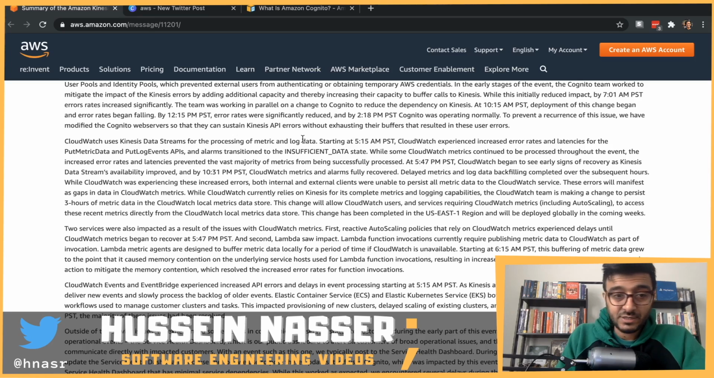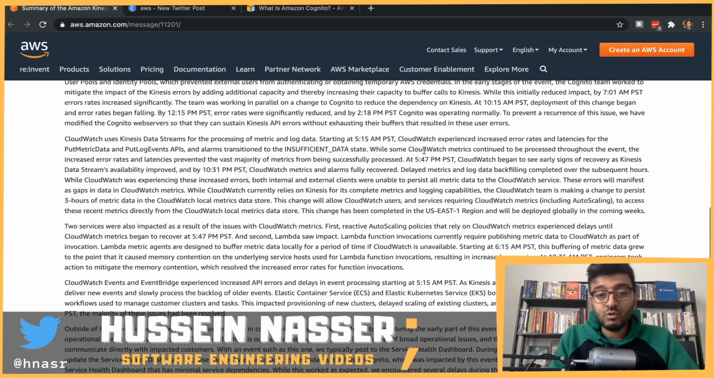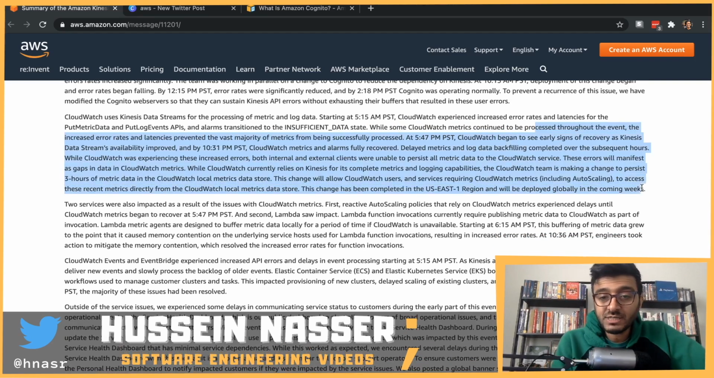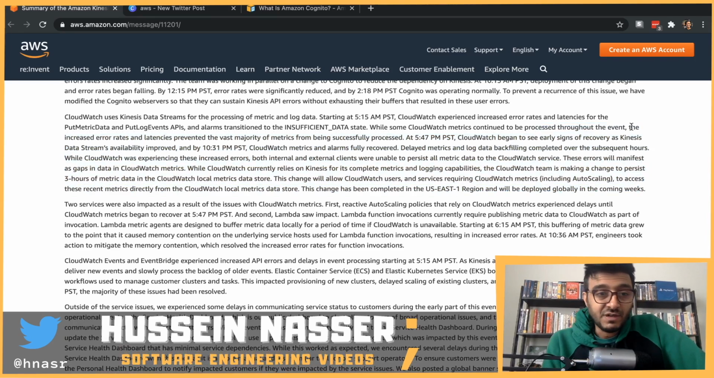CloudWatch experienced increased errors, and alarms transitioned to insufficient data state. Ugh, why? While some CloudWatch metrics continued to be processed throughout the event, the increased error rate and latencies prevented the vast majority of metrics from being successfully processed.